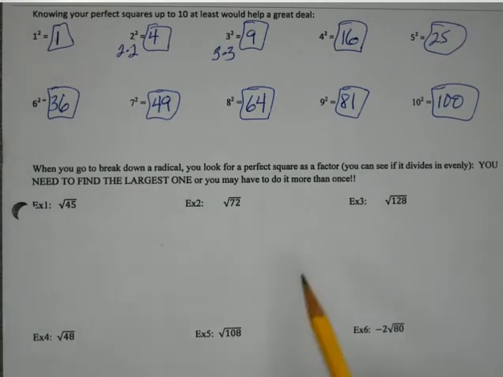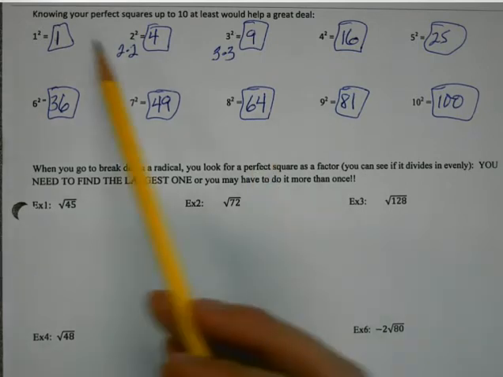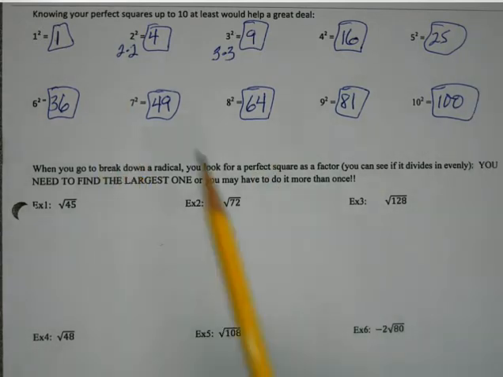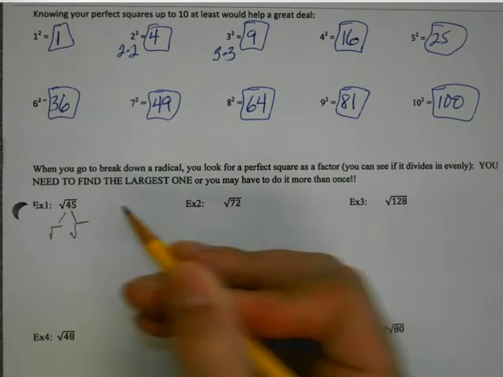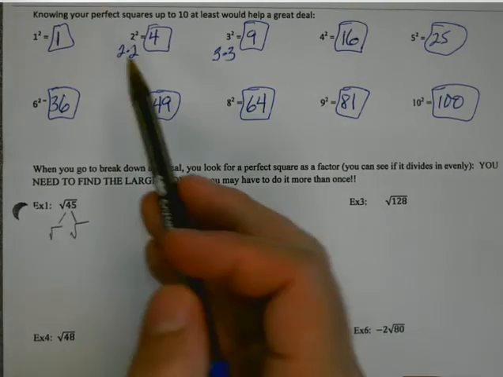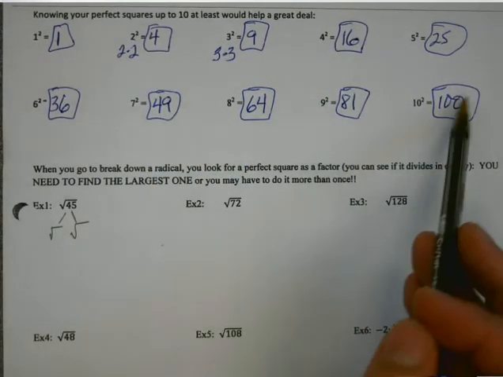When we go to break down a radical, we look for a perfect square, one of the numbers we just got up here above, in the squares, and see if it divides in evenly. If that's tricky for you, we may have to go to the calculator for some of this, but we're not going to go to just decimals. We have to find the largest one, and we have to do it more than once. When I break these apart, I'm going to have 2 square roots. One of those square roots has to be a number up here that's going to help me out.